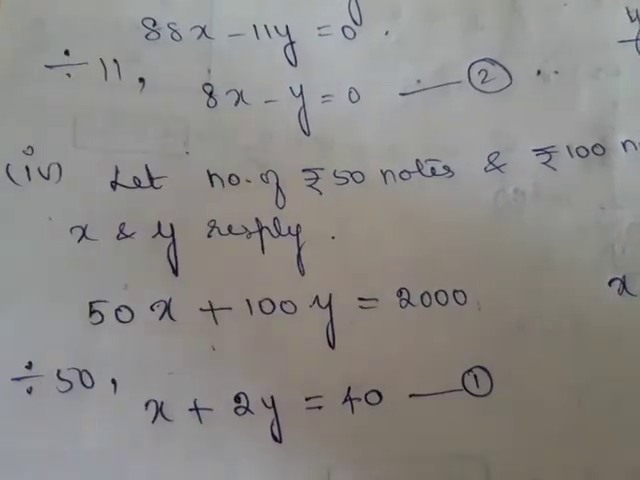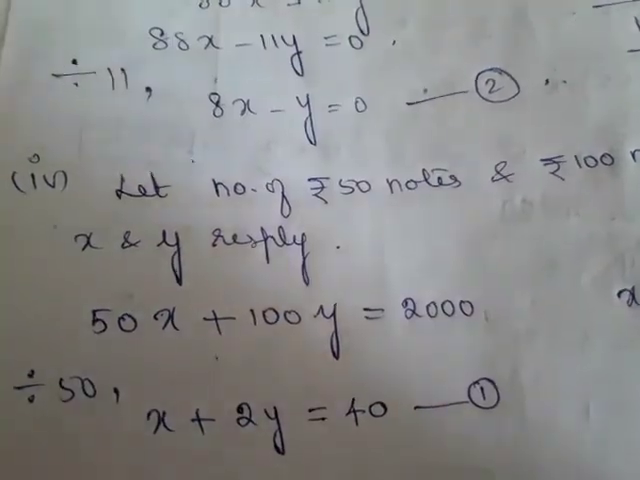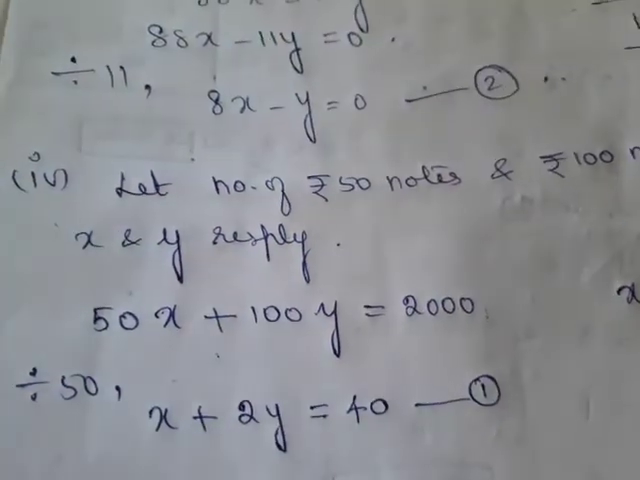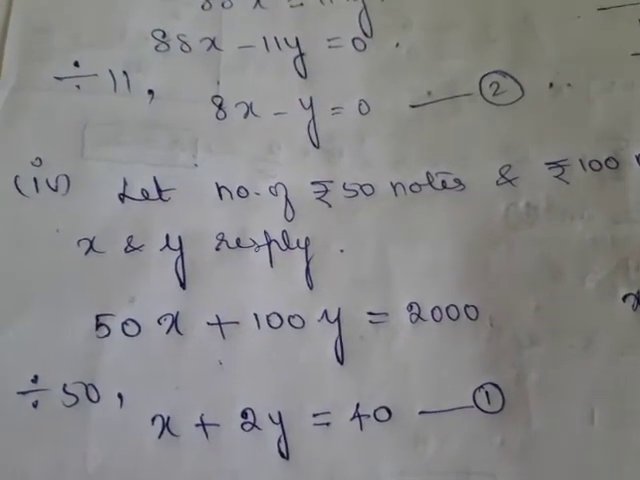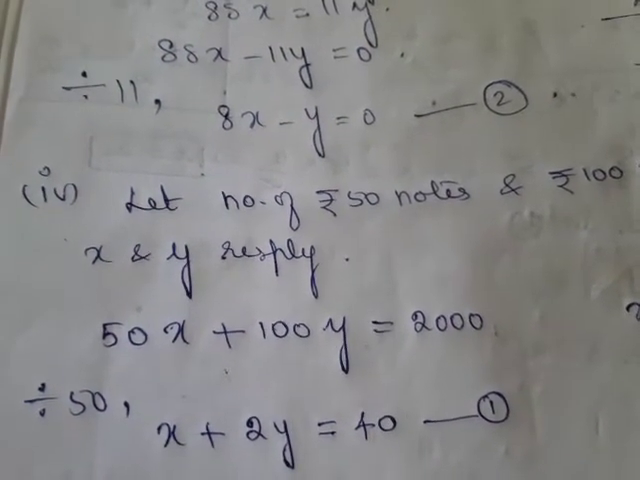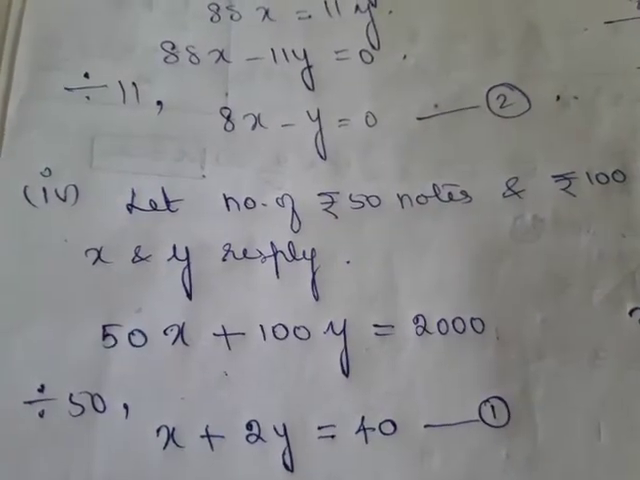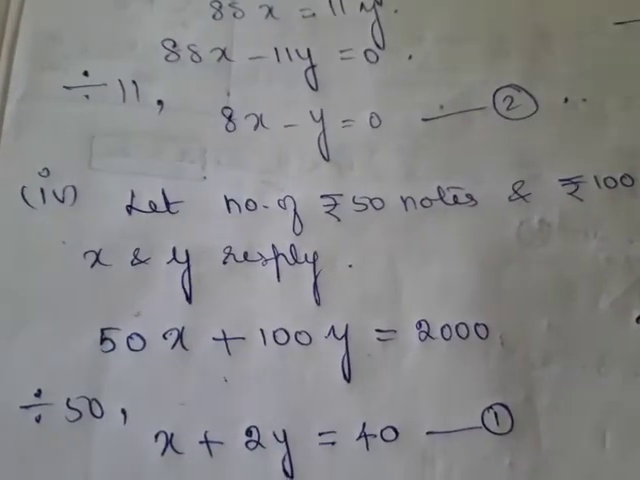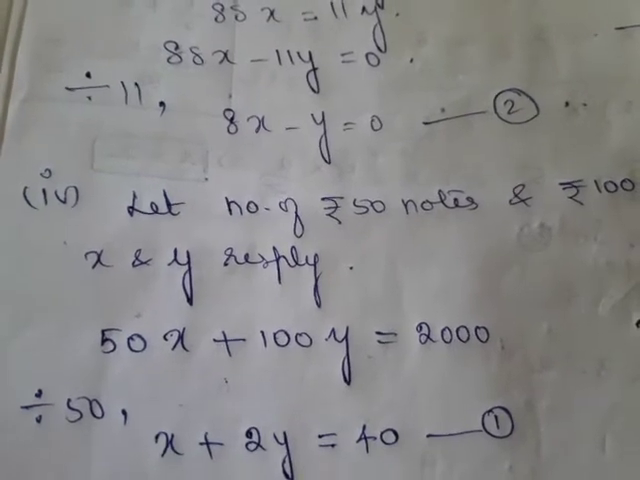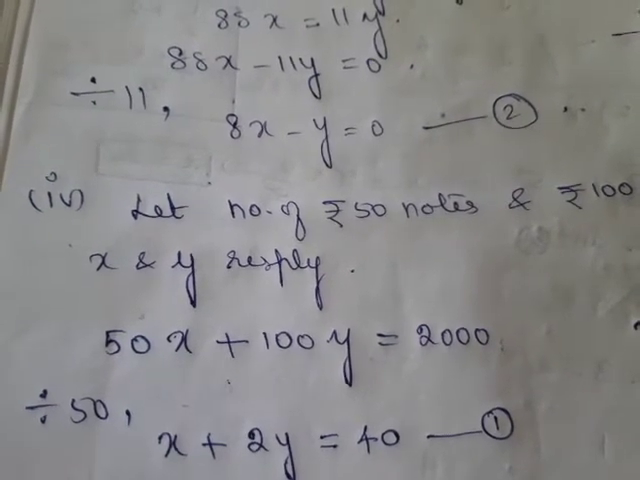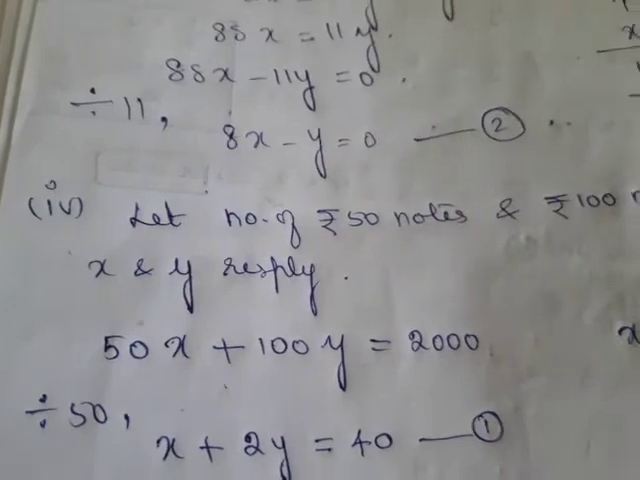How will you count your money? If I have 2 fifty rupees notes and 3 hundred rupees notes, how will you calculate? 2 fifty rupees notes, so 2 into 50, 100. This is how we write our denomination. 3 hundred rupees notes, so 3 into 100, 300. So 300 plus 100 is 400. So I am having 400 rupees in my hand.